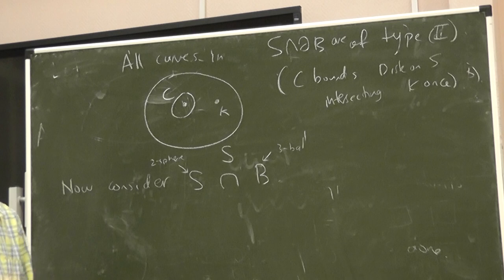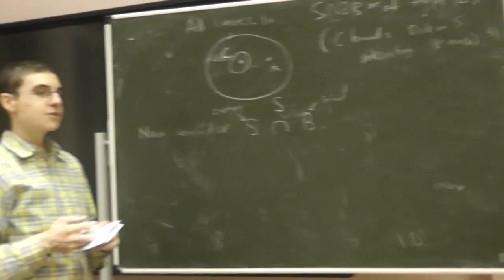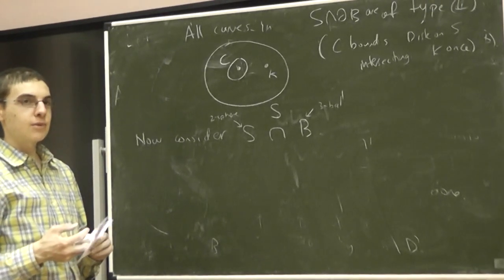If I have a 2-sphere, let's do this transversality thing again. How could a 2-sphere intersect the 3-ball?